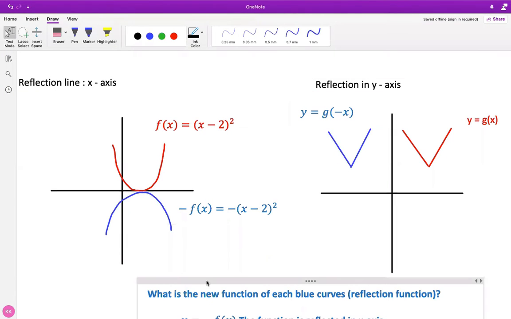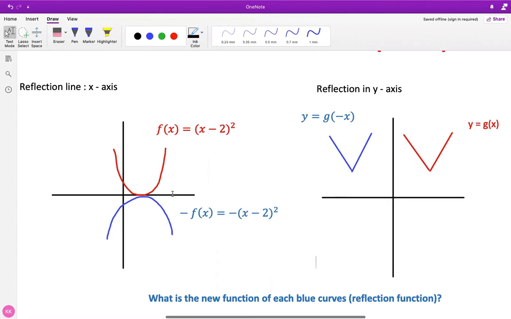Next, I want to cover the most important concept you're going to learn in this chapter. What is the new function of each blue curve here? I'll give you the answer already. For this one, I have negative f of x. So this blue curve is represented as negative f of x, and this blue curve here is represented as y equals g of negative x.